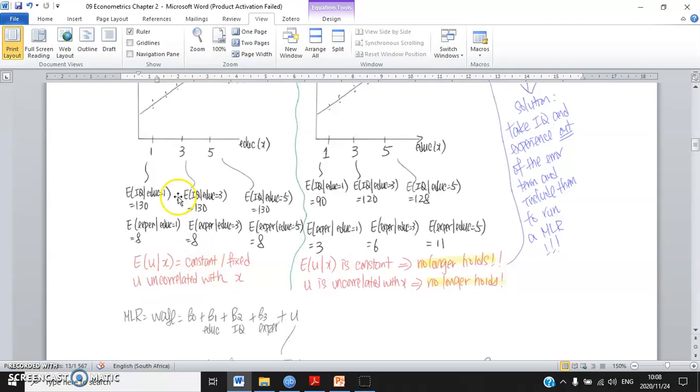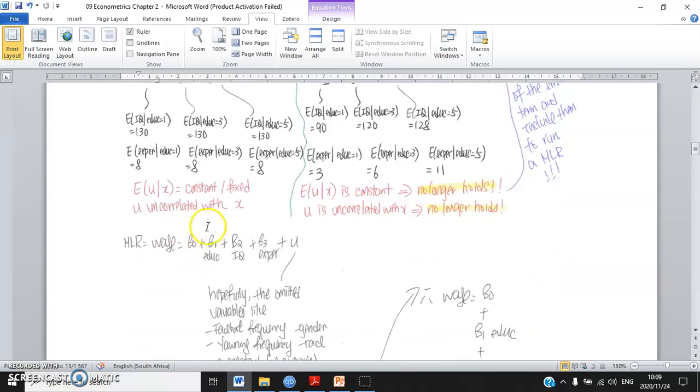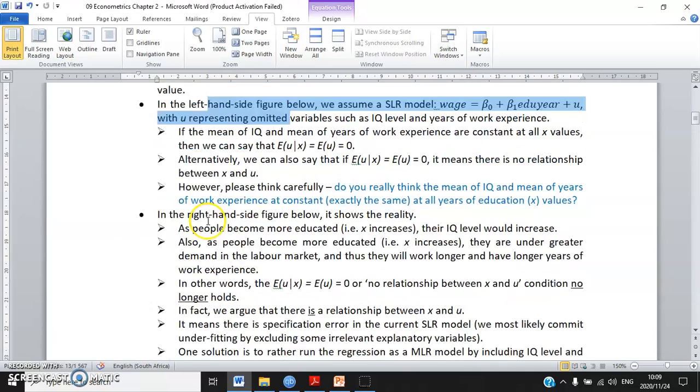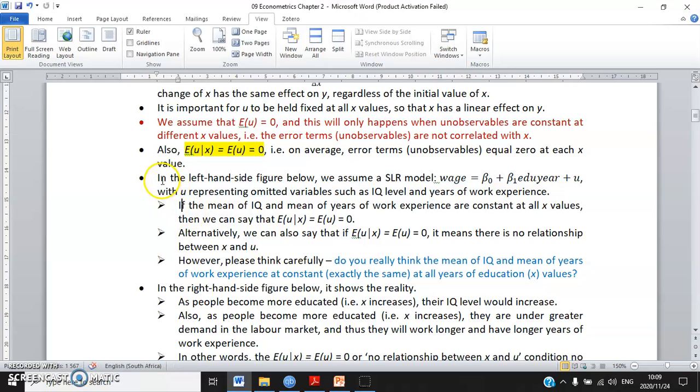And then only if these 6 things happen, then we would say there is no relationship between x and the error term or omitted explanatory variables. Okay, so this is the ideal outcome. So let's go back to the written study guide. Okay, the left-hand side figure.